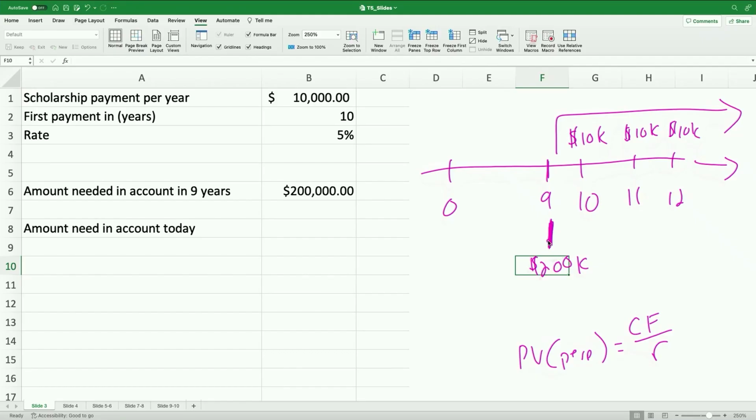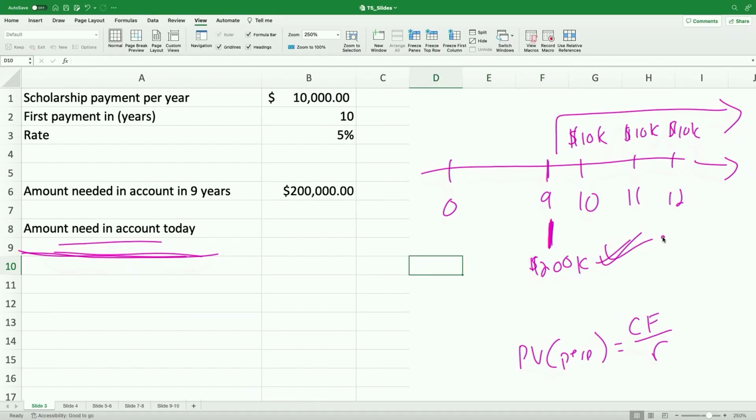Okay, but the question is, how much do we need in our account today? So we need $200,000 sitting in the account at time 9. How much do we need sitting in the account at time 0? Well, hopefully some of you are saying in your head, oh, but that's just a single amount. I know how to discount single amounts back to today. I just use my single cash flow formula. So I'm going to use the single cash flow formula to discount $200,000 in year 9 back to year 0.